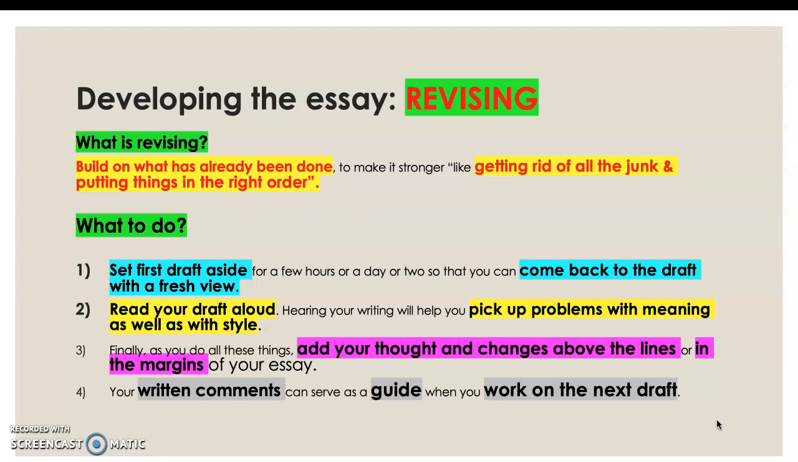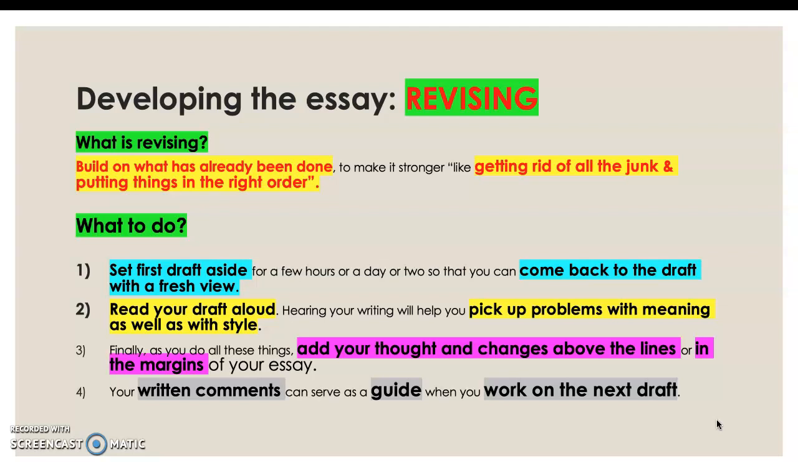Once you have identified the problems or the things that need to be improved, you can add comments, maybe above the lines that you have written. So you have written your essay, and above the line, you write what you need to change. You can cancel certain things, add certain things, change things. You can either write it above the lines or you can have another column on the right where you put your comments or feedback. Either way, as long as you put in the comments.